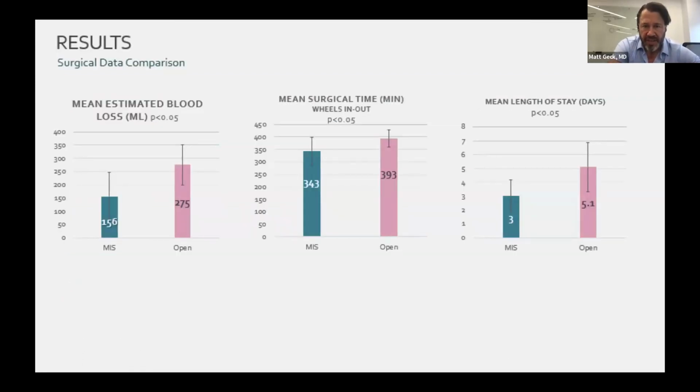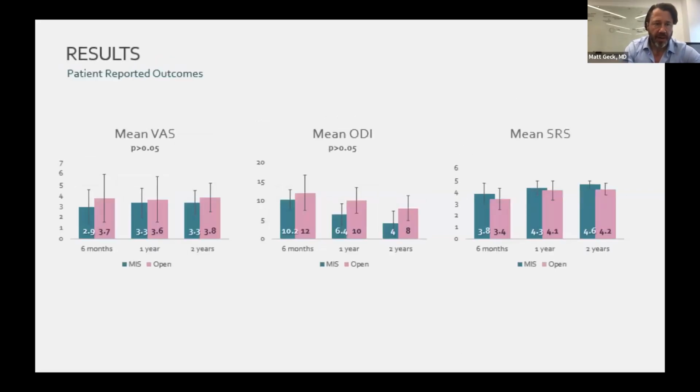And then this is a graphical representation of blood loss and length of stay. On mean surgical time, that open should be 314, not 393. So the minimally invasive was taking longer. And then this is the graphical representation, and you see at every single time point, whether it's post-op or at 2 years, the scores are a little better. It just doesn't reach statistical significance at most of the time points.